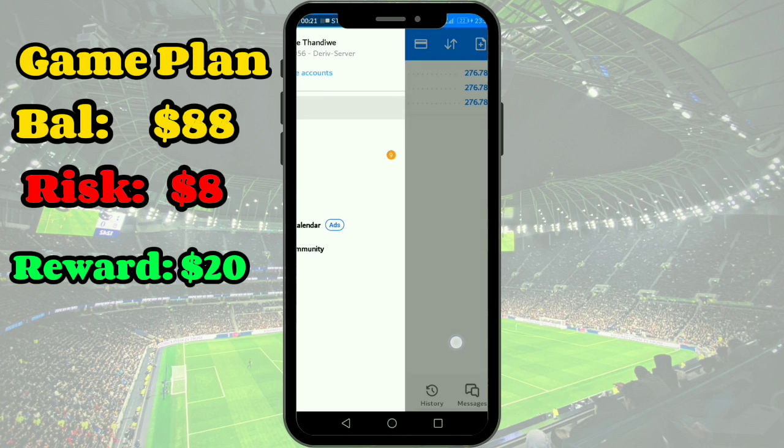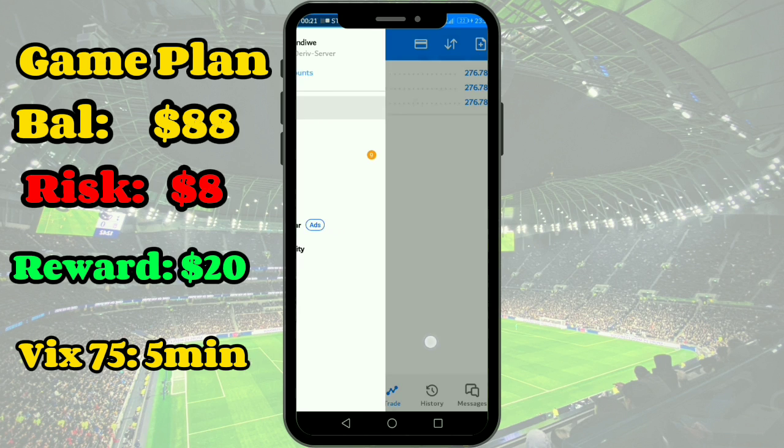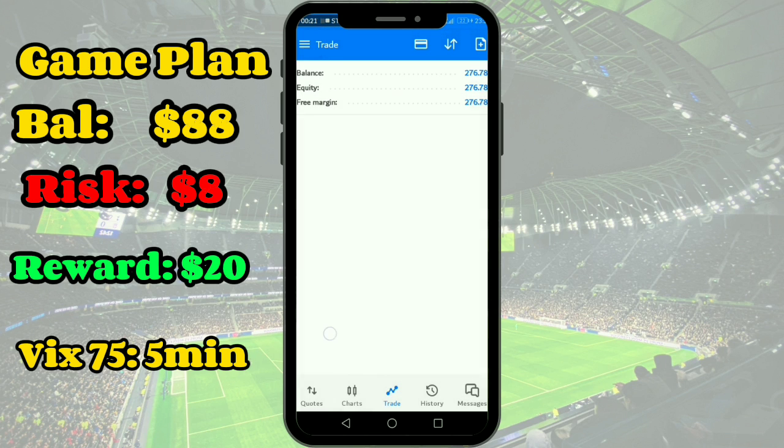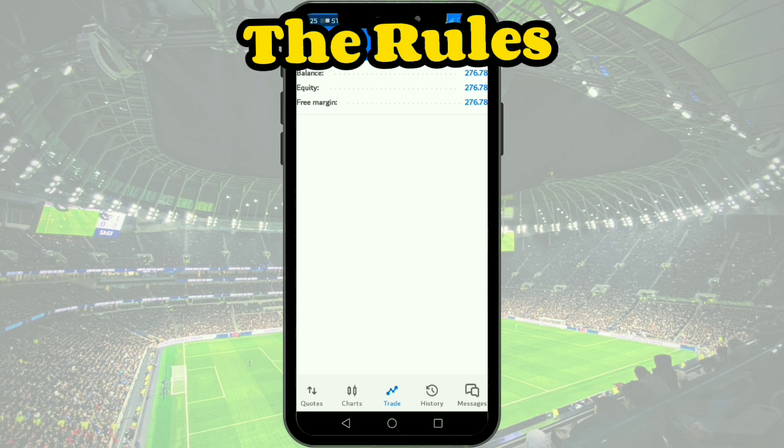Now the instrument that I'm going to be trading is volatility 75, and the time frame is going to be the 5-minute time frame. The strategy that I used is new to you, and I'm going to show you that in a minute. Before I show you the strategy, the next thing that I have on the game plan is the rules that can help me to stay as objective as possible.